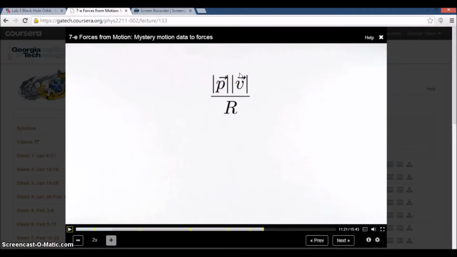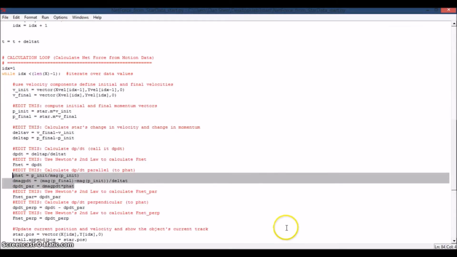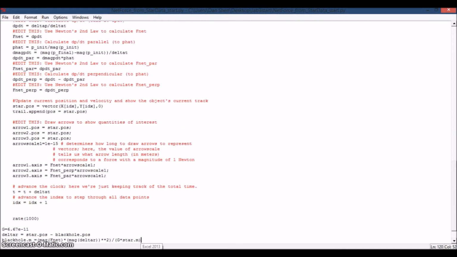Normally, in order to calculate dp/dt perpendicular, we would have to use this formula: the magnitude of p times the magnitude of velocity over the kissing circle radius. However, because we don't have the kissing circle radius, we're going to stick to finding this part by subtracting dp/dt parallel from dp/dt. Now, after assigning each of the dp/dt values to their respective f net variables, we're going to use those variables to help create a visual representation of the magnitude and direction of each of those forces when the star is orbiting around the black hole.